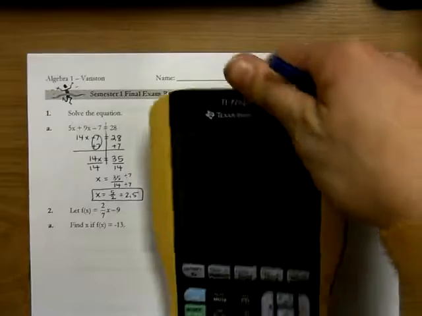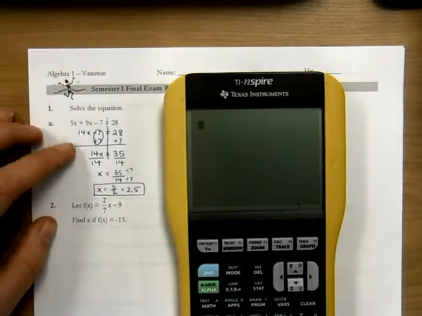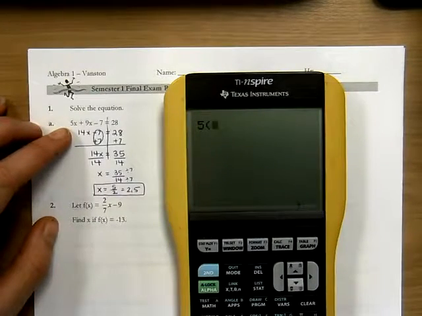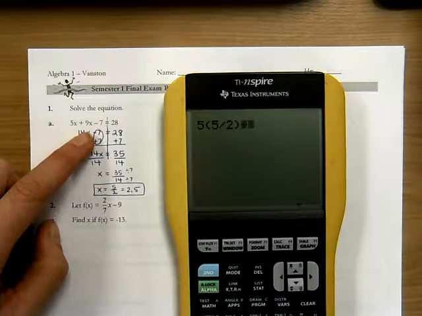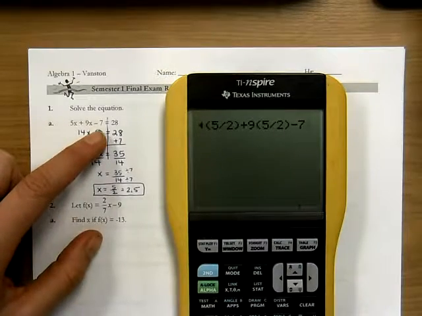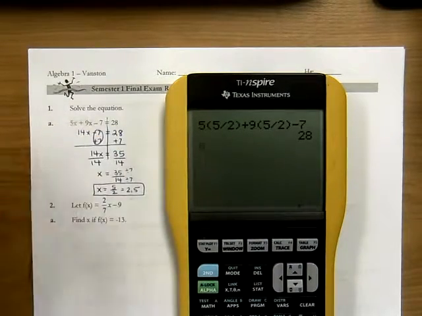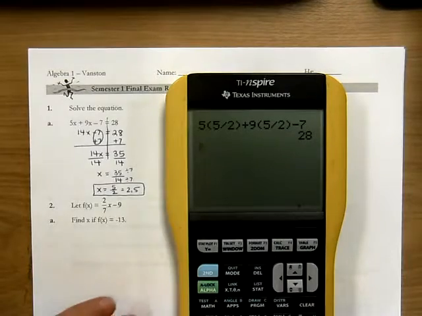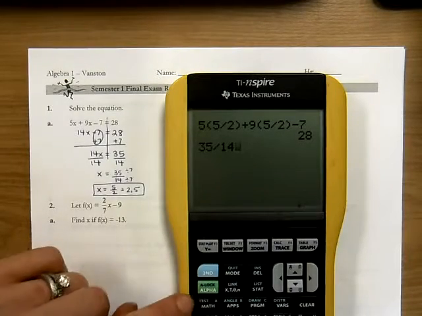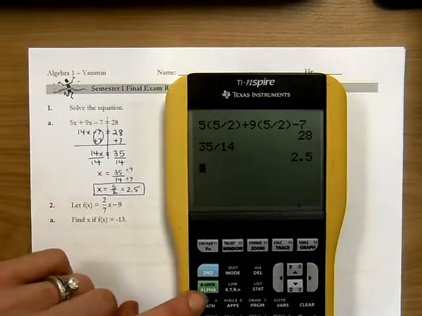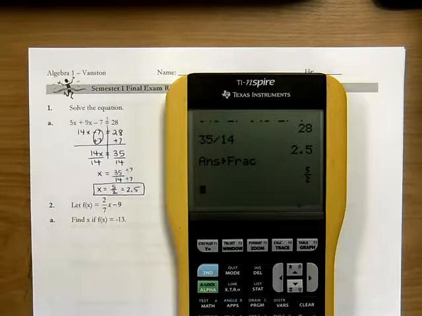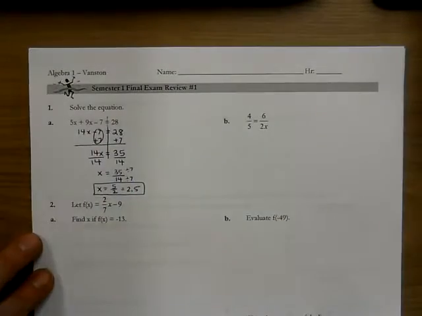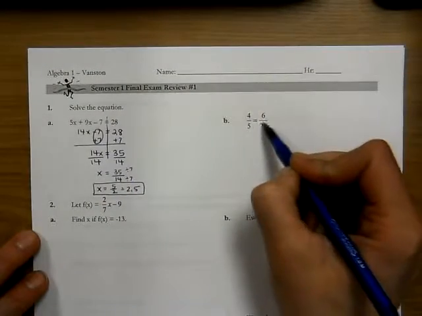Then if I want to check my answer, I can substitute it back in. So 5 times 5 halves plus 9 times 5 halves minus 7. If that equals 28, I'm good to go. And it does, so we're all set. Another way I could have done this is 35 divided by 14. If I wanted to simplify that, press enter. I see it's a decimal. If I want a simplified fraction, I can go to math, enter, enter on my graphing calculator, and I get 5 halves as well.